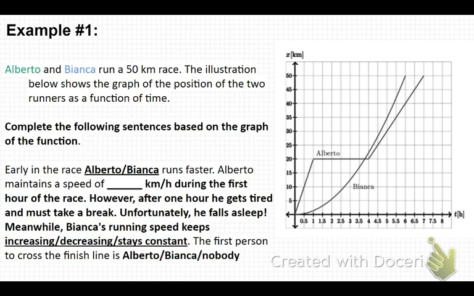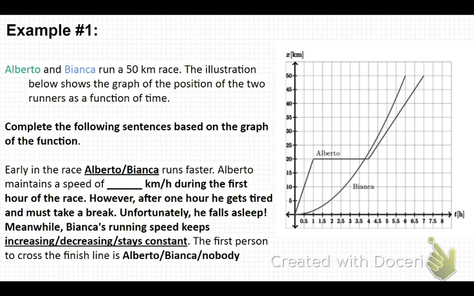Okay, so earlier in the race, who runs faster? We're trying to figure out who's running faster. So is Alberto faster or is Bianca faster? Look at your graphs, please. Is Alberto faster or is Bianca? At the beginning of the race, who is faster? Alberto is faster at the beginning of the race. How do I know it's Alberto and not Bianca?